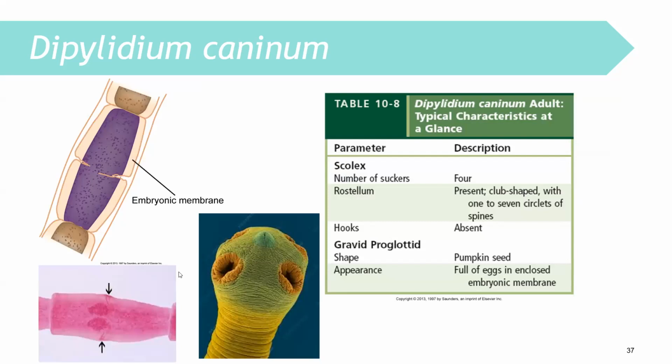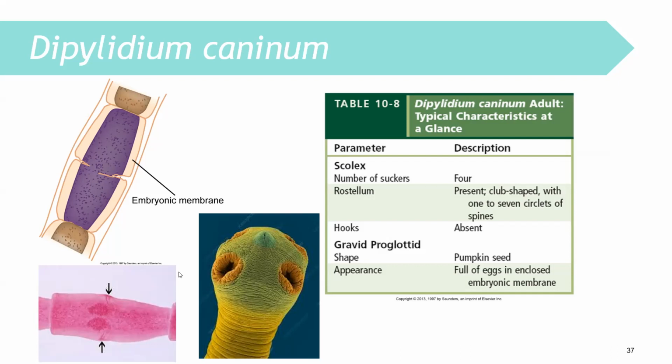In terms of its body, or its proglottids, Diphyllidium caninum looks like a pumpkin seed. That's why it is also referred to as the pumpkin seed cestode or the pumpkin seed tapeworm. Aside from being referred to as the dog or cat tapeworm, it is also referred to as the pumpkin seed.